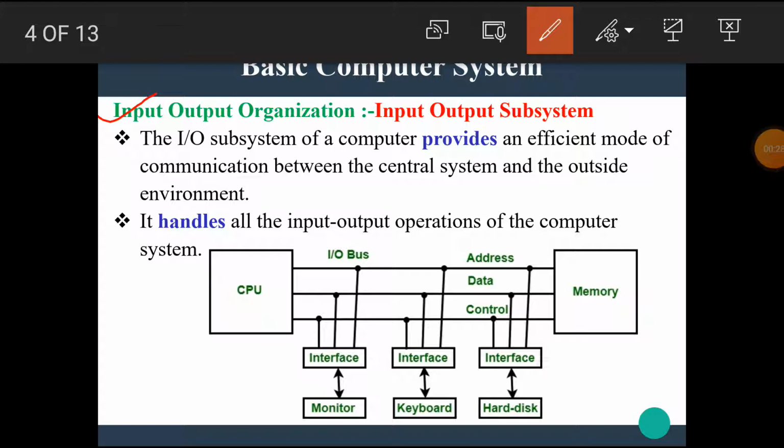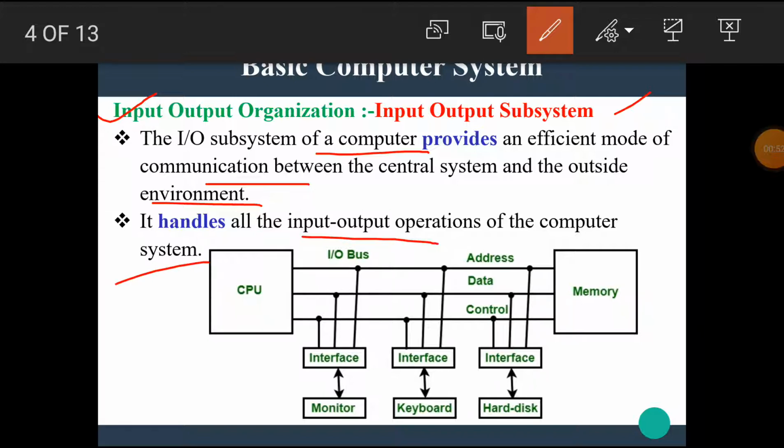computer system. Let's see first what is the input-output subsystem. The input-output subsystem of a computer provides an efficient mode of communication between the central system and the outside environment. It handles all the input-output operations of the computer system.